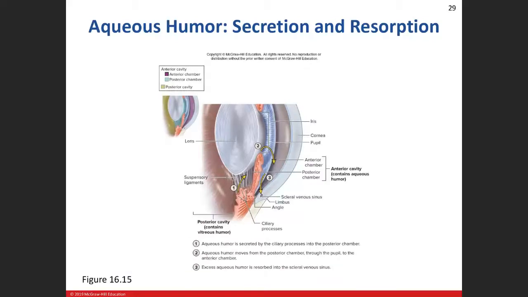So, quick picture here. The aqueous humor gets produced by the ciliary processes, which are part of the ciliary body, produced here in the posterior chamber, circulates into the anterior chamber through the pupil here, and then drains out through the scleral venous sinus. Kind of somewhat similar to the lacrimal apparatus drainage: the lacrimal gland secretes tears, and then they get drained across the eye into the puncta. Very similar.